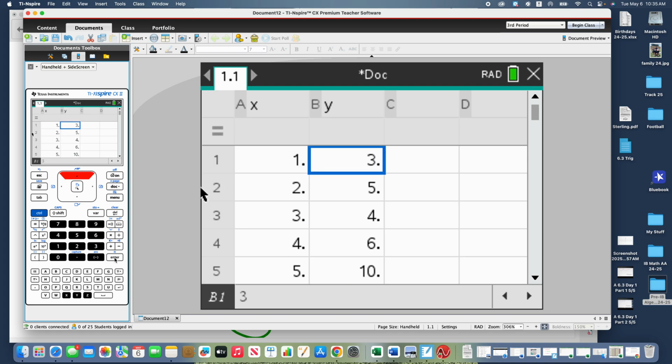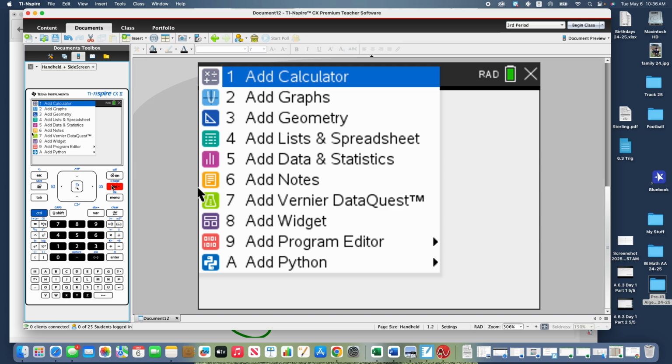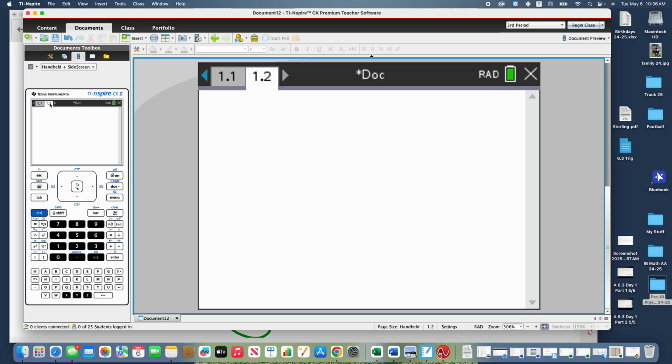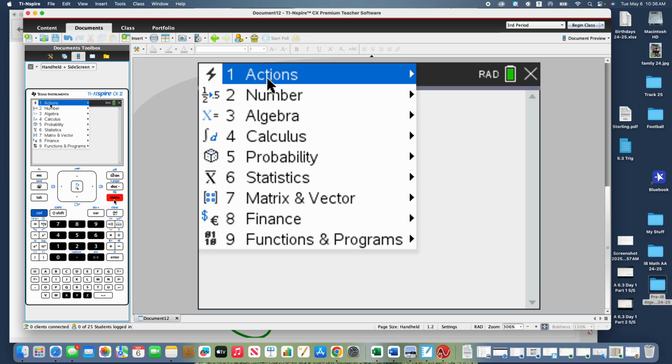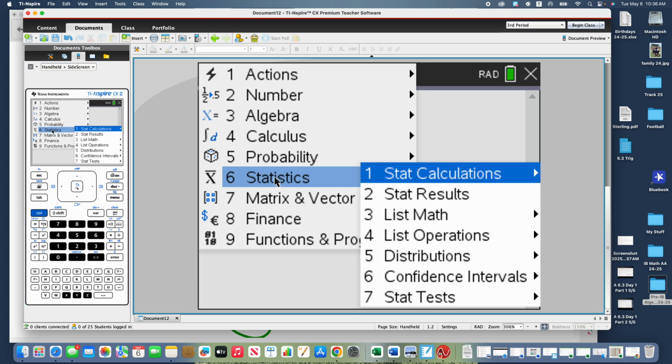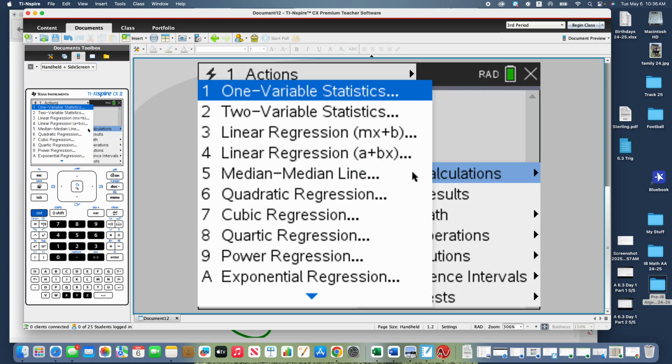So I've got that in. Again, make sure that you label it. If you don't label it X and Y, then it won't do the next step. All right? So I'm going to go Control Doc. I'm going to go to my calculator page. I'm going to go to Menu. What is it that I'm going to ask it to do? It's going to be Statistics, then Stat Calculations, and this is One-Variable Statistics.